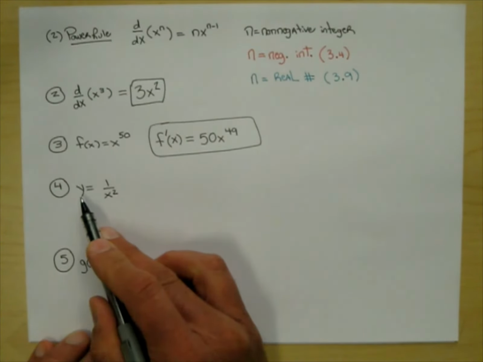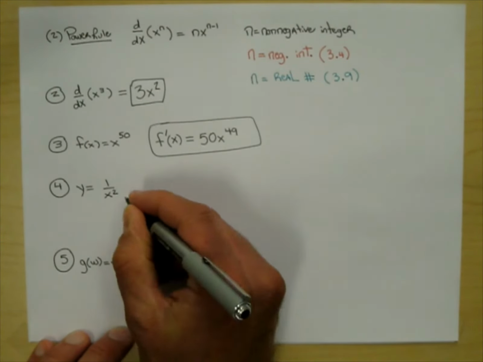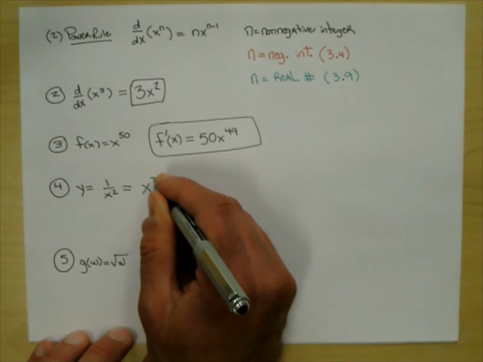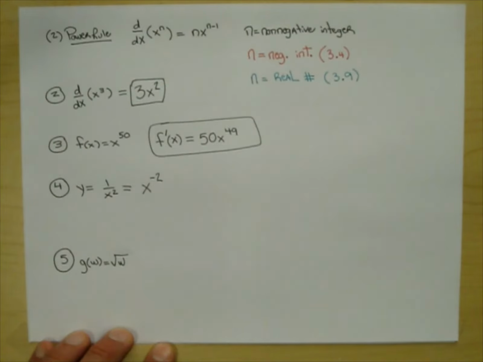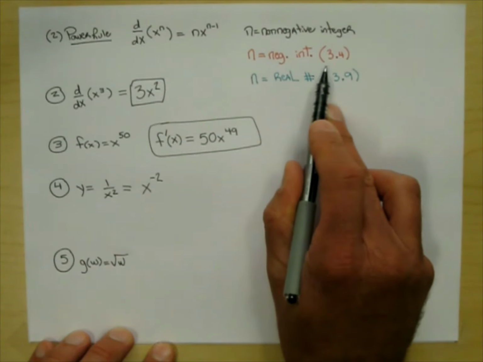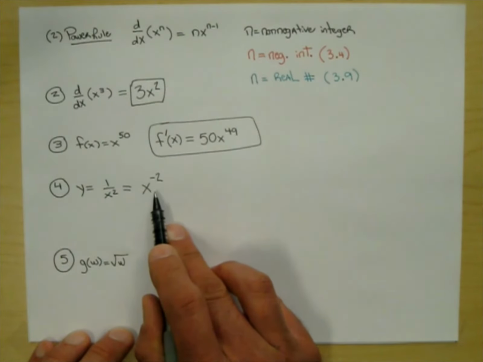Let's go ahead and do this one. y equals 1 over x squared. Well, 1 over x squared is really x to the negative 2. So look what I have. I have a negative integer. So even though the proof comes in 3.4, we should know how to do this.